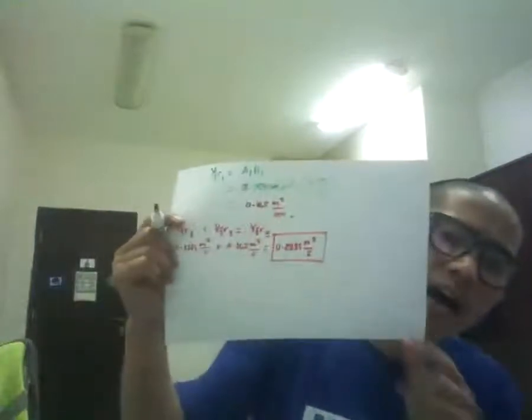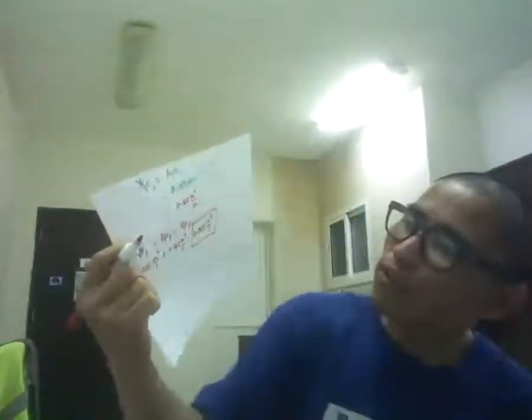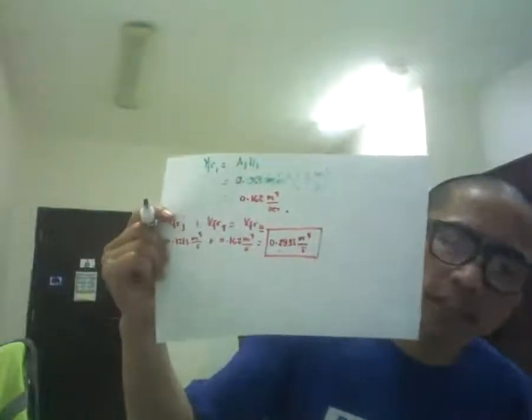0.1215 plus 0.162 is 0.2835 cubic meters per second. So the total volumetric flow rate that will go out is 0.2835 cubic meters per second. What is asked is the average velocity and the pressure gain. Since the average velocity involves the velocity of the two, we add the two quantities already.